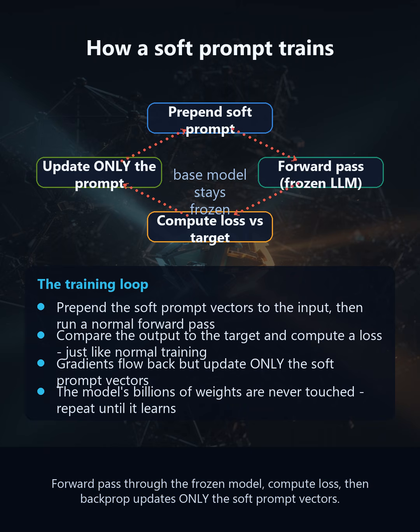Let's watch the training loop. You prepend the soft prompt vectors to the input, then run a normal forward pass through the frozen model. You compare the output to the target and compute a loss, exactly like ordinary training. But when the gradients flow back, they update only the soft prompt vectors. The model's billions of weights are untouched. Repeat until the little prompt has learned the task.